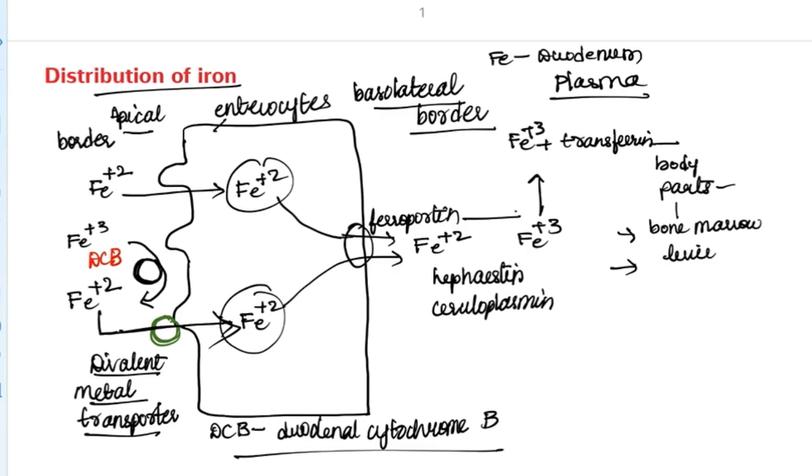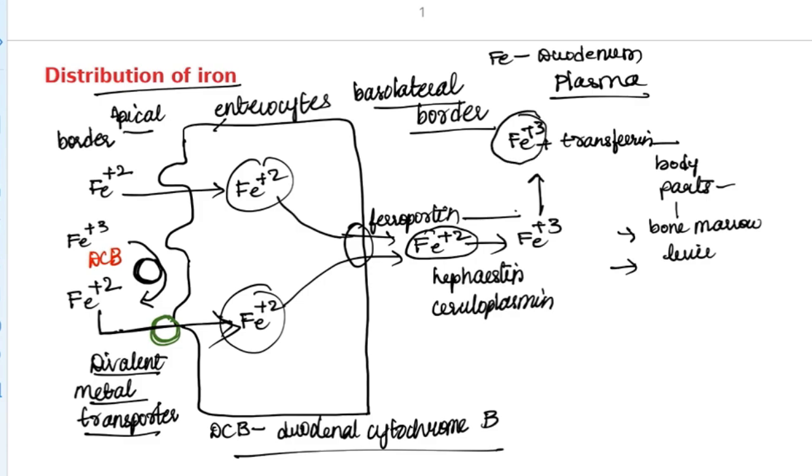At the basolateral border, Fe+2 enters into the plasma with the help of a transporter protein called ferroportin. Fe+2 binds to the ferroportin and enters into the plasma as Fe+2. So, for any cell to utilize it or to get it transported, it needs to be in the form of Fe+3. So again, Fe+2 is converted into Fe+3 with the help of hephaestin or ceruloplasmin.